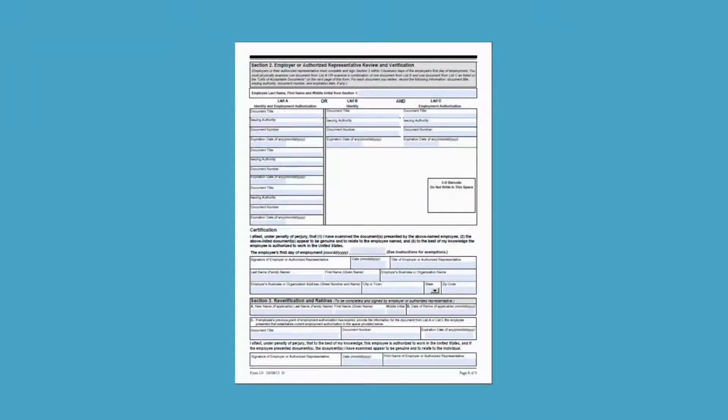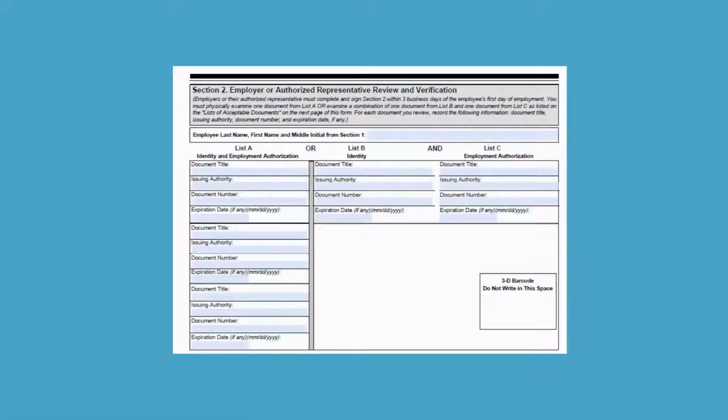Page 2 of the I-9 form is Section 2, and it's important to remember that as of 2013, the employee name, last name, first name, and any middle initial be entered from Section 1 exactly as it is in Section 1 at the top of Section 2. If the employee provides a document found on List A, or documents if necessary, then those documents would be recorded by document title, issuing authority, any document number, and an expiration date, if appropriate, in that section.